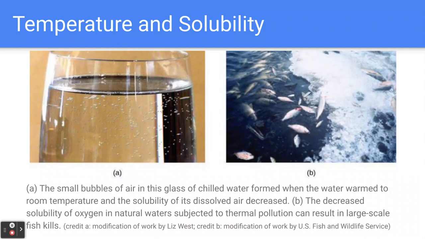You'll also see on the right-hand side of this slide, this is a fish die-off. We sometimes see this in our lakes here in Wisconsin, but a lot of times we'll see it in the ocean as well. And so what happens here is that if the water gets too warm, there's not enough oxygen in the water for the fish, and so those fish eventually die off.